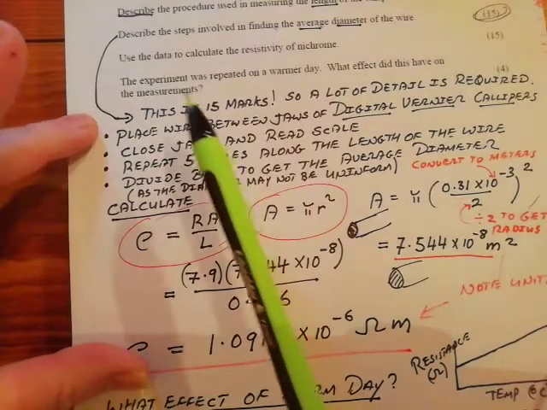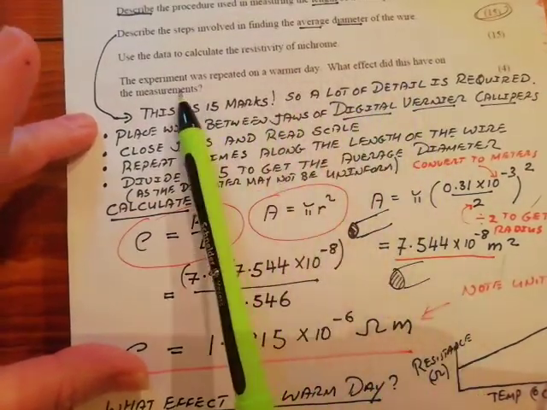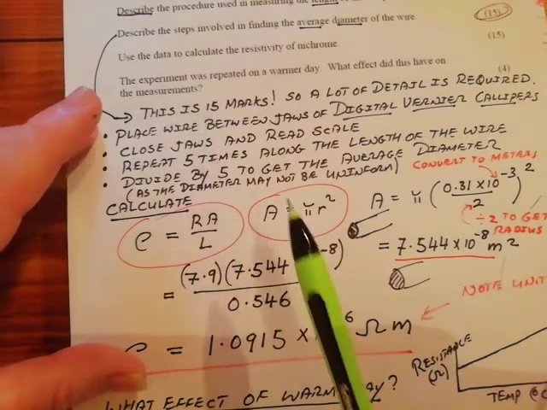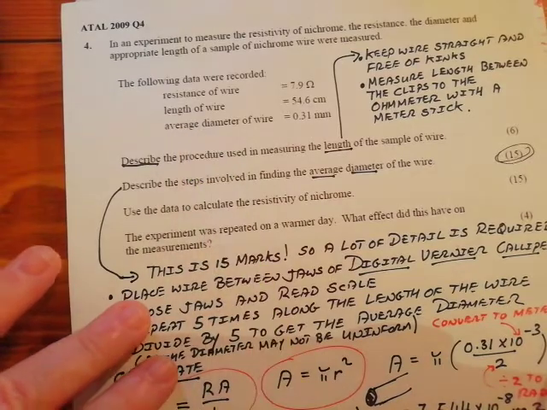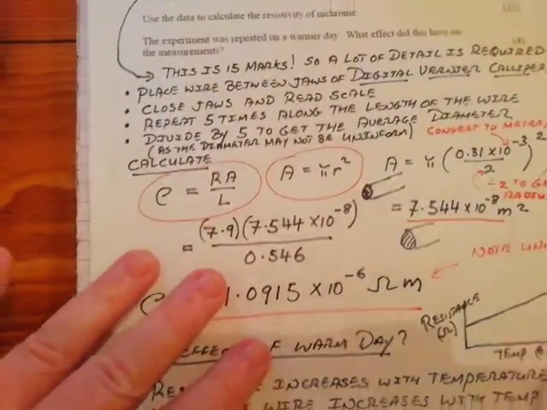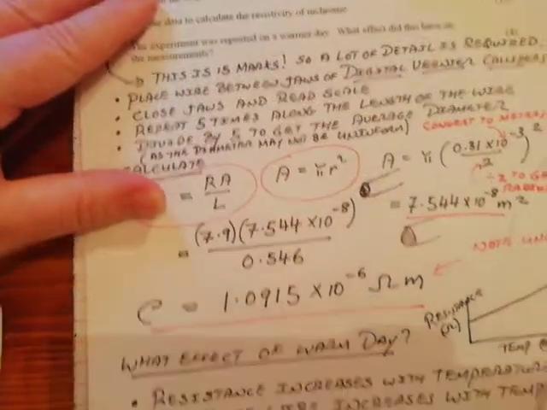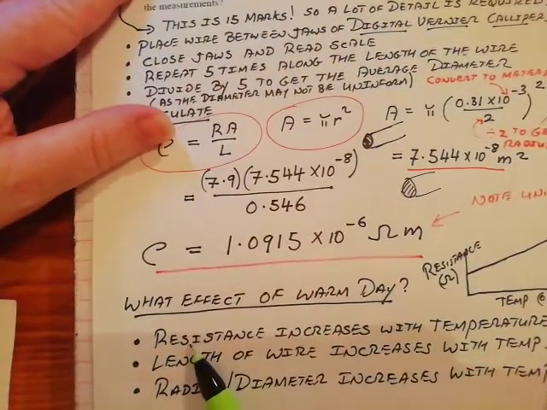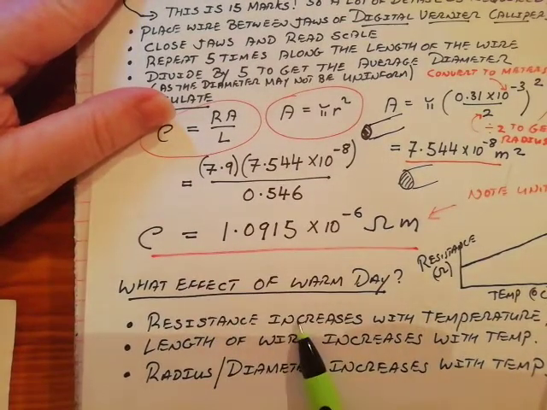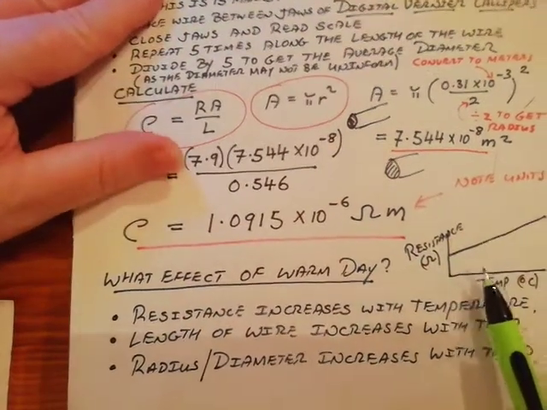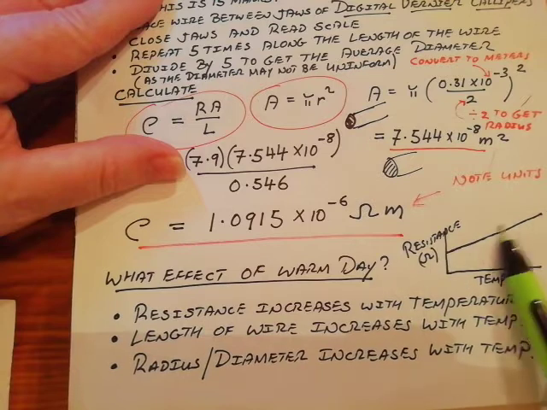The last part was a very interesting one. If the experiment was repeated on a warmer day, what effect would this have on the measurements? Well, the measurements we were given in the question, let's recall, were resistance, length and diameter. So on a warmer day, how would those measurements be affected? Well, the first thing I thought of was, if you increase the temperature, the resistance of the wire will also increase. We saw in fifth year in an experiment we did that if you increase the temperature of a wire, its resistance increases as well.